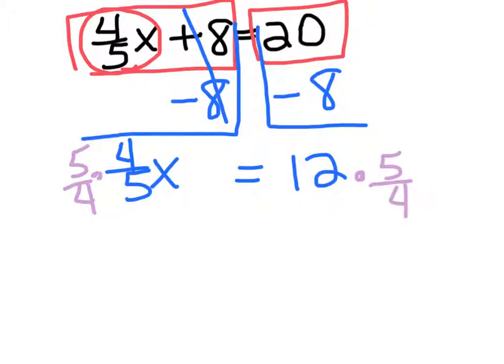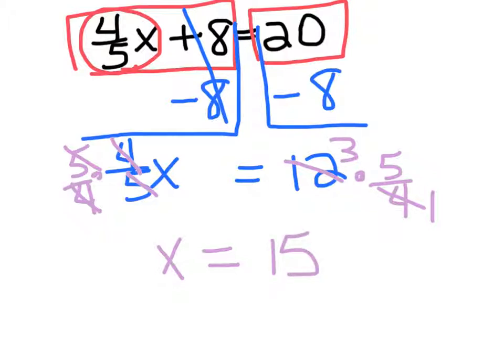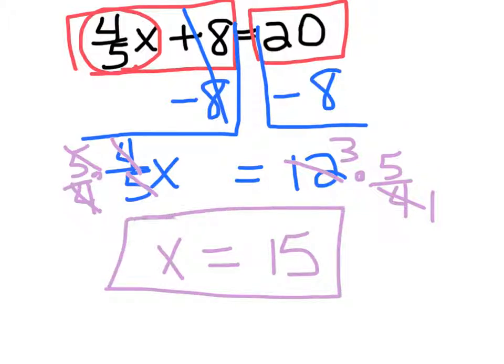Okay, when we do that, 5 and 5 can reduce to 1, 4 and 4 can reduce to 1, and that leaves us 1x, which is what we're looking for. Okay, now we have 12 times 5/4. 4 into 4 is 1, 4 into 12 is 3. So now we have 3 times 5 is 15, and x equals 15 becomes our solution.